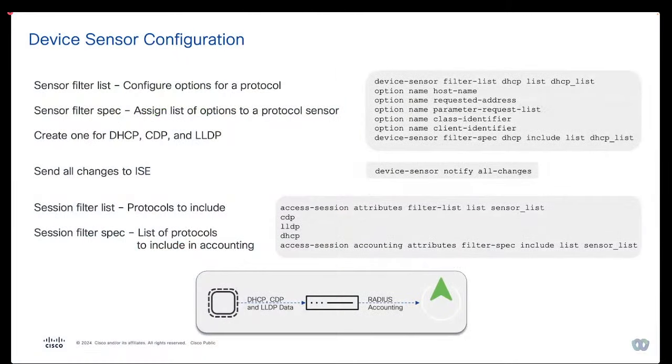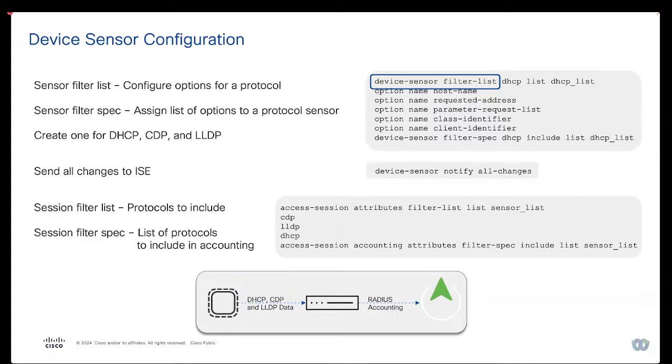Here we have the device sensor configuration. As an example, my DHCP, it is very important to create a filter list and a filter spec, because you don't want to send every possible option and every possible type length value, which is a TLV, to ICE. It's a waste of space. It's a waste of time for ICE to process it. Narrow it down to what you need. So in my example for DHCP, I'm sending a host name, requested address, class identifier, and client identifier in my filter list.